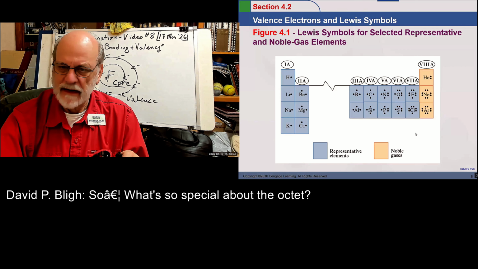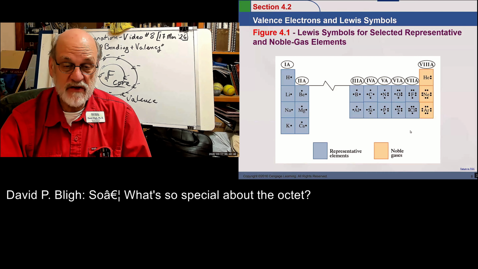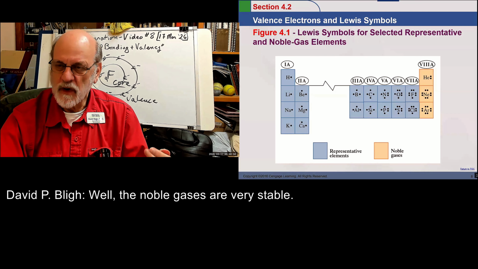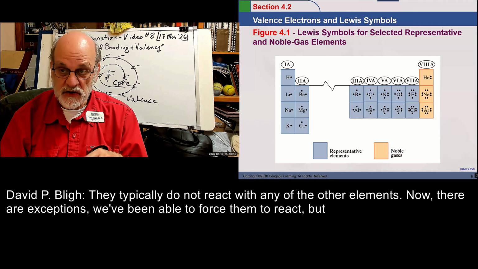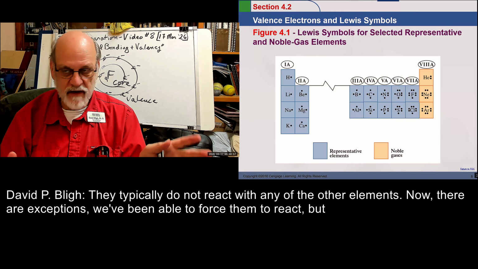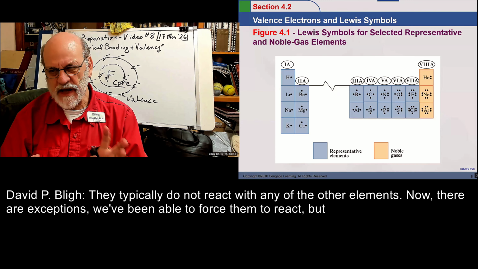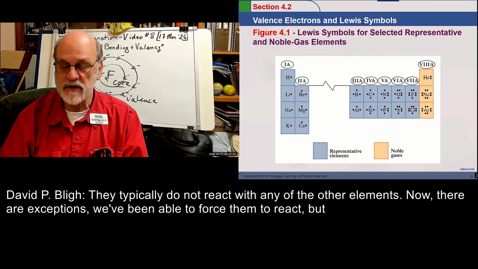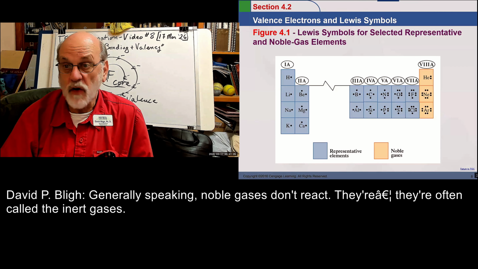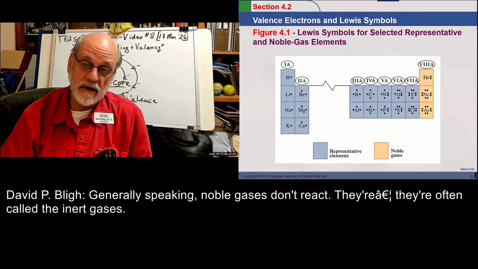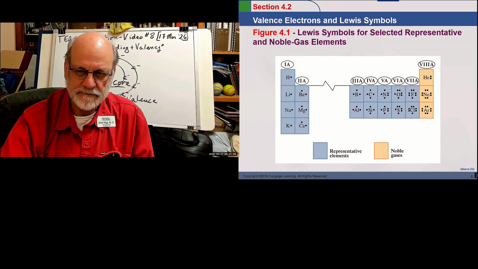So, what's so special about the octet? Well, the noble gases are very stable. They typically do not react with any of the other elements. Now, there are exceptions. We've been able to force them to react, but generally speaking, noble gases don't react. They're often called the inert gases.